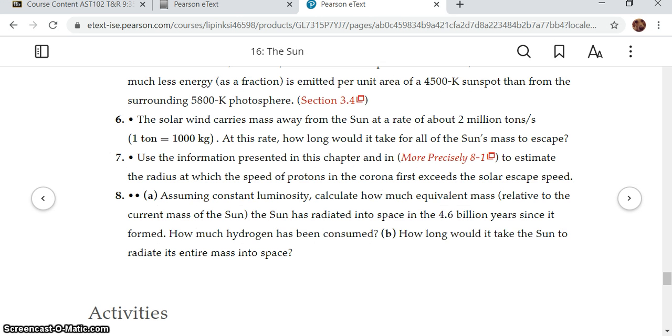All right, so the last problem, as it says here, we're going to assume a constant luminosity. That's the rate at which the energy is flowing out of the sun. Calculate how much equivalent mass relative to the current mass of the sun, which of course is 2 times 10 to the 30th kilograms, the sun has radiated into space in the 4.6 billion years since it formed. How much hydrogen has been consumed, and how long will it take the sun to radiate its entire mass into space? So this is part A and part B. All right, so let's work on that.